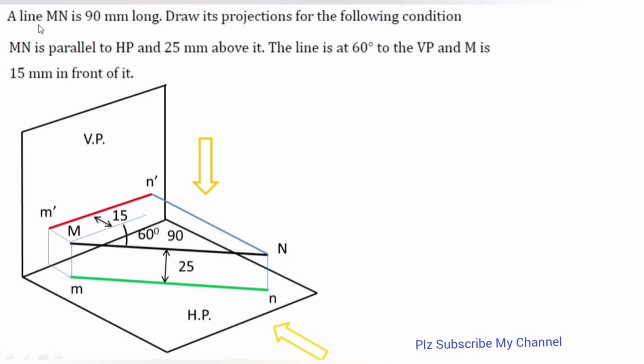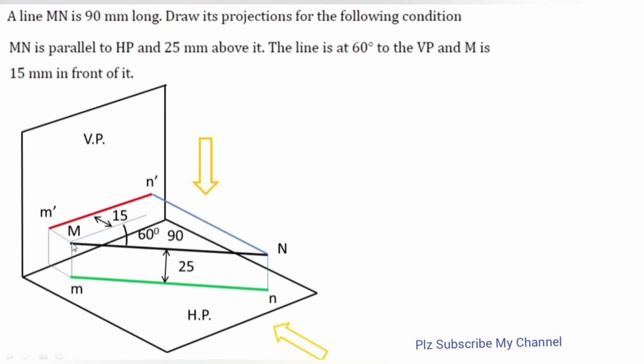But in the upcoming problem, a line MN is 90 mm long, and we need to draw its projection, and in this case capital MN is parallel to HP. You can clearly see the line is parallel to HP, 25 mm above it, but the line is making an angle of 60 degrees to VP. So the line is parallel to one plane but inclined to another plane. This line is parallel to HP, but it is inclined to VP at an angle of 60 degrees.